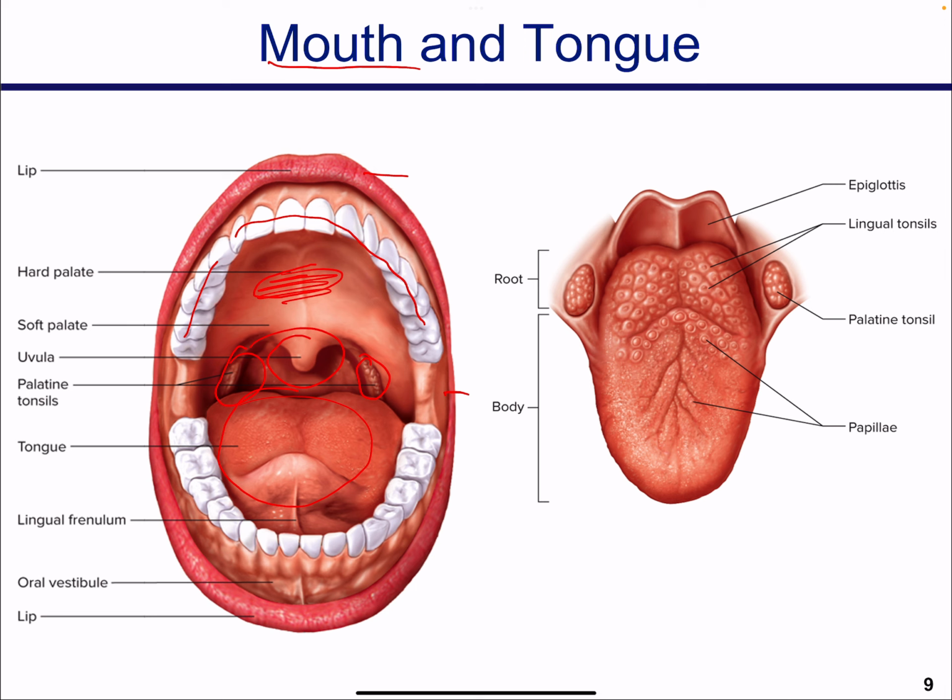Now, when we look at the tongue, it actually has some teeny tiny structures. These teeny tiny structures allow us to taste different types of food, right? And these are the papillae. Okay, the papillae allow you to tell if the food is sweet, if it's sour, if it's bitter, and so on.